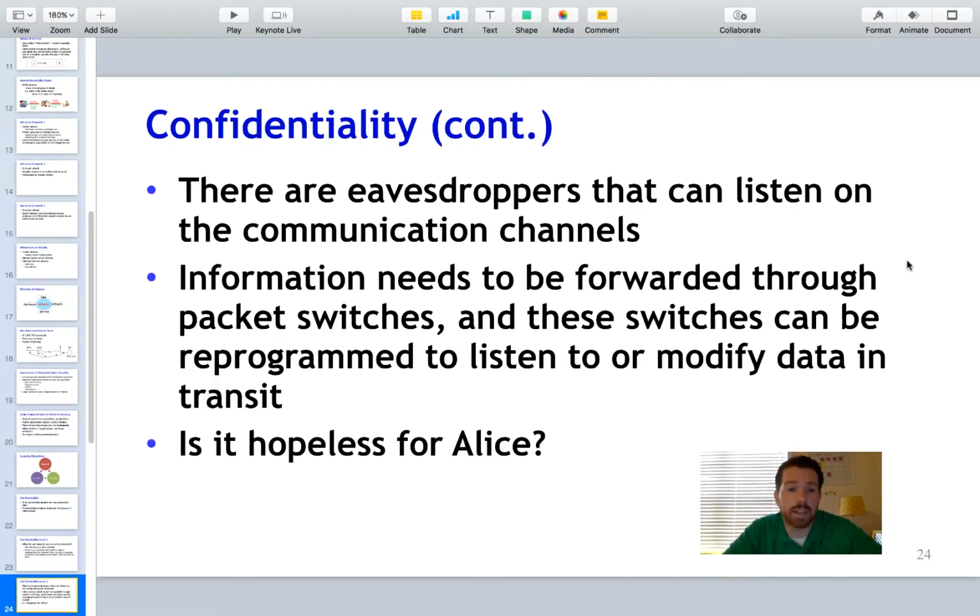So there are eavesdroppers that can listen to communication channels. So what are we doing? How do we protect that? Information needs to be forwarded through packet switches, and these switches can be reprogrammed to listen to or modify data in transit. And there are other ways to do that.